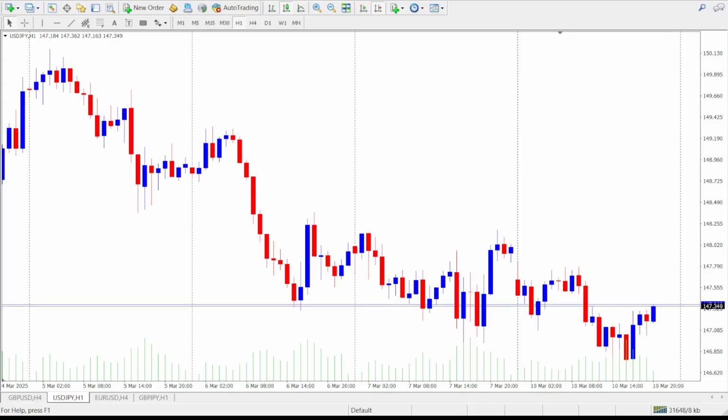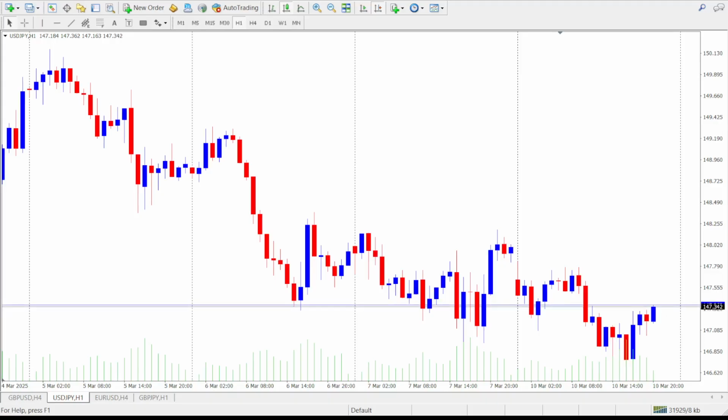So what exactly are leading indicators? Now, these are technical tools that help traders forecast potential price movements before they occur. They work by analyzing market momentum, volatility, and price action to provide early signals for potential trend reversals or breakouts. So this is why they are essential for day traders who need to react quickly to short-term market changes.